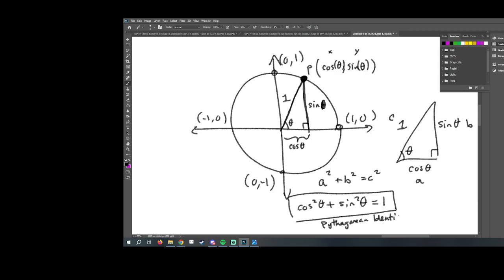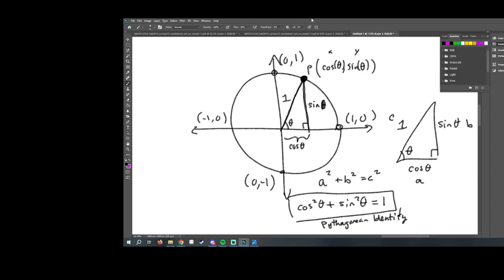This is the most important trigonometric identity I will teach you this semester. It is the most useful one. If you have the square of the cosine added to the square of the sine, you always get 1, as long as they're taken of the same angle, the same theta.